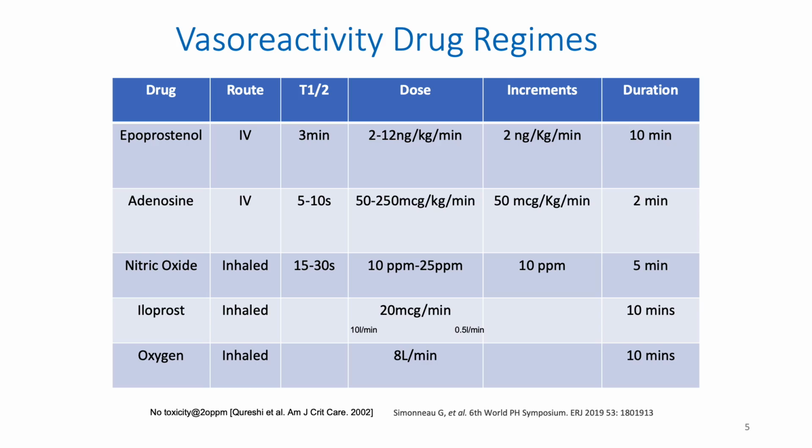There are various drug regimes that can be used to test for vasoresponsivity. We use adenosine here, starting at 50 micrograms per kilo per minute through a peripheral cannula and increasing every 2 minutes by 50 micrograms. Alternative agents are intravenous epoprostenol, inhaled iloprost, or inhaled nitric oxide at 10 parts per million.